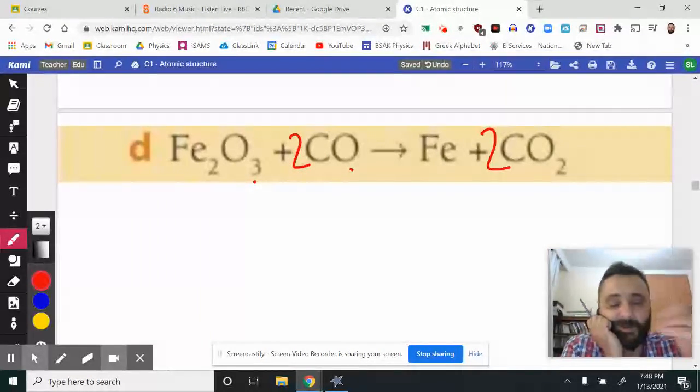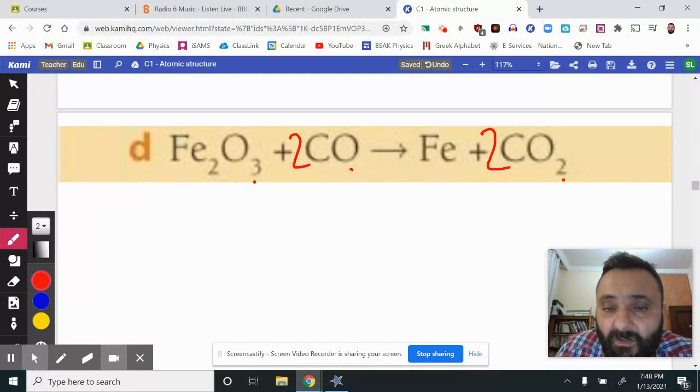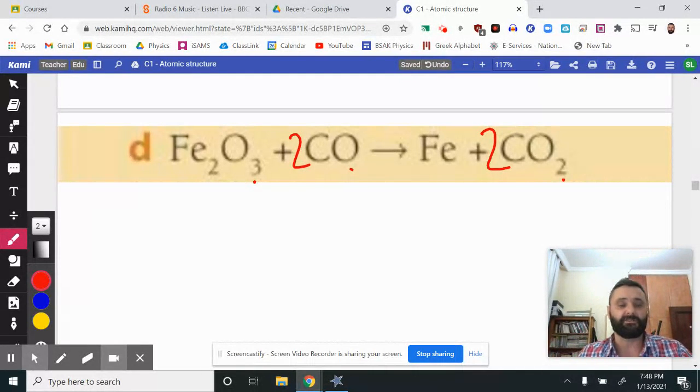Okay. Now we need an odd number. We definitely need an odd number of oxygens on the left, because we've got the 2 there. We can only have an even number of oxygens on the right. So we need an even number of oxygens on the left. So, okay.